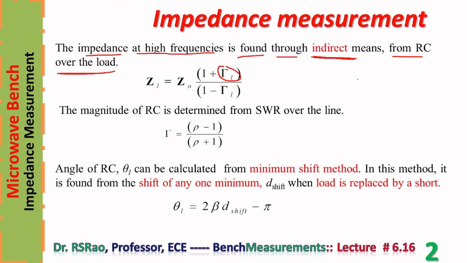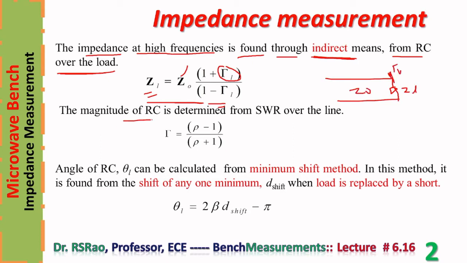The load impedance and reflection quotient right over the load are related. The relation is given by this formula. ZL stands for load impedance. Gamma L is reflection quotient over the load. Here Z0 is the characteristic impedance of the line. This is the line, this is the load, this is ZL, Z0, here gamma L.